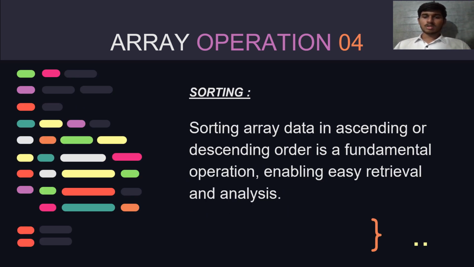The next operation is the sorting operation. Sorting can be done on an array. Sorting array data in ascending or descending order is a fundamental operation that enables easy retrieval and analysis of data. The data inside the array can be sorted in ascending order, descending order, or alphabetically, etc., to make the data very easy to analyze.